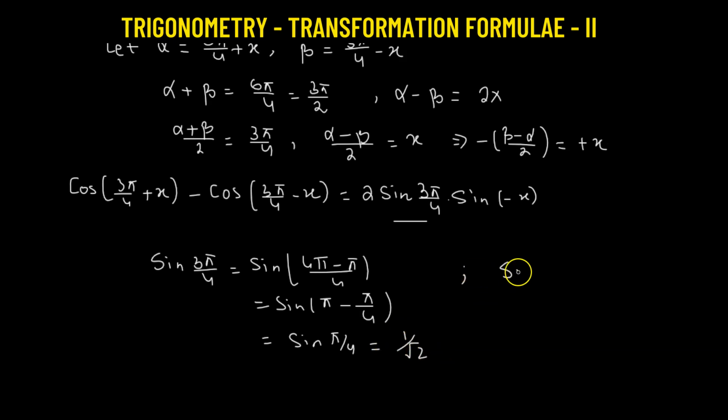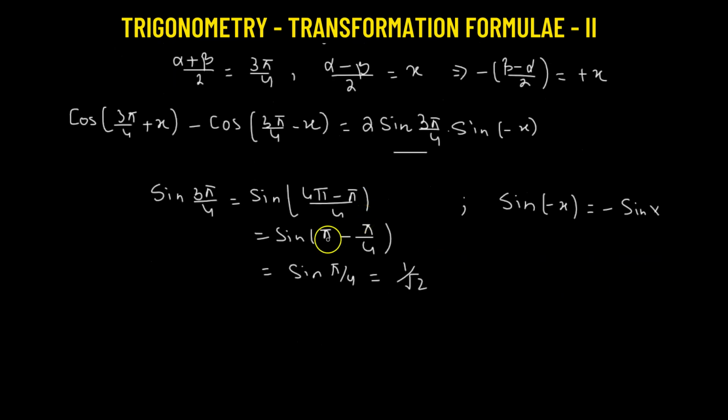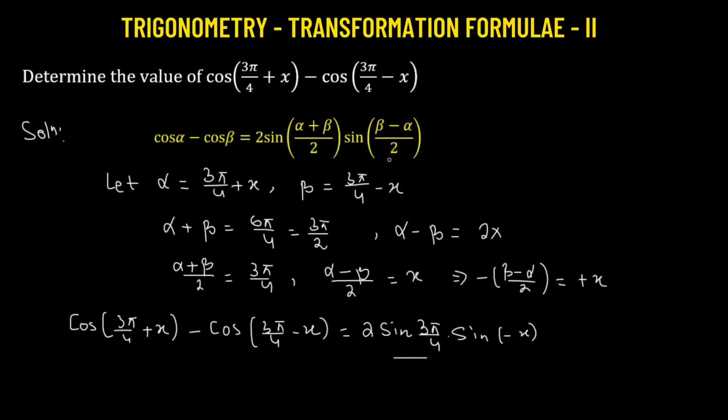We also know that sine is an odd function, meaning sine of negative x is going to be negative sine x. So let's substitute all these values, and we are going to get 2 times 1 over square root of 2 multiplied by negative sine of x. Okay, so 2 over square root of 2 is simply square root of 2. So we get negative square root of 2 times sine x. So this is going to be the value of our given trigonometric expression. So cosine of 3 pi over 4 plus x minus cosine of 3 pi over 4 minus x is going to be negative square root of 2 times sine of angle x.